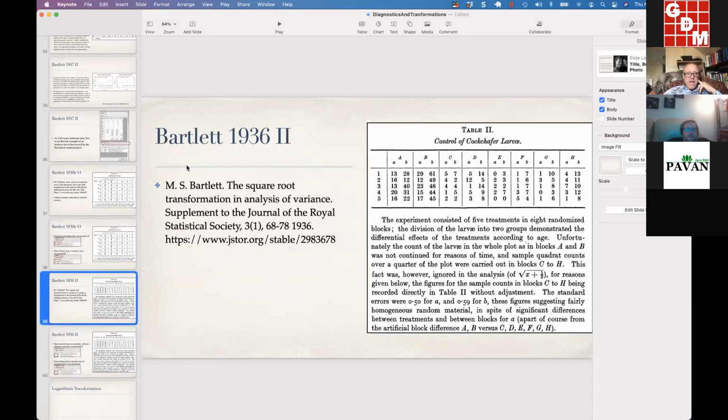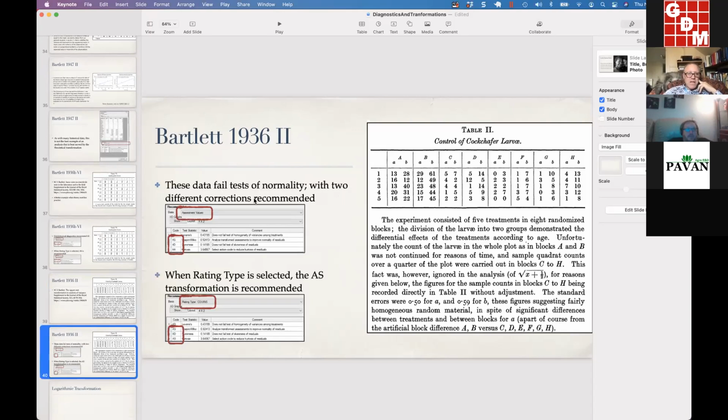And a similar example is Bartlett 1936, where we're looking at insect counts, the square root transformation, the analysis of variance. And in the case of Bartlett 1936, number 2, table 2, we have two different recommendations. One is an AS transformation and one is an AA transformation. Sometimes when they're inconsistent, you might go to the rating type and you'll get a consistent recommendation for a transformation.